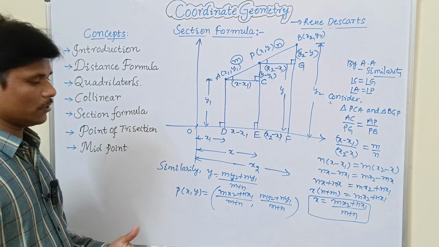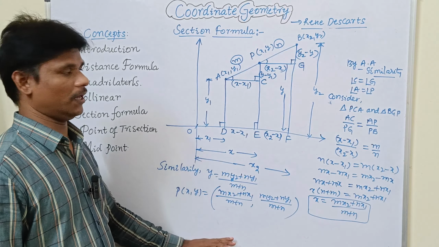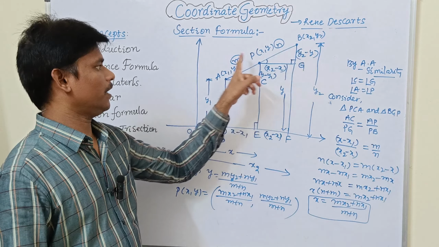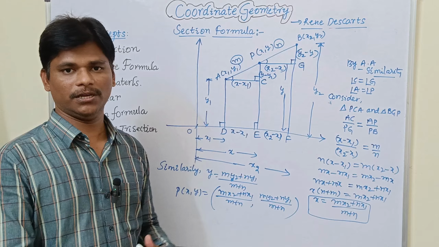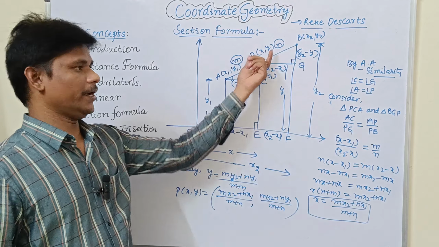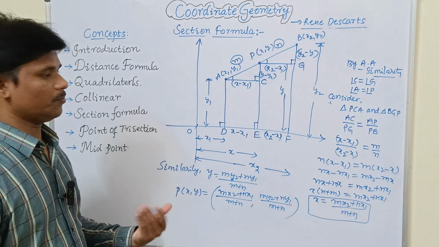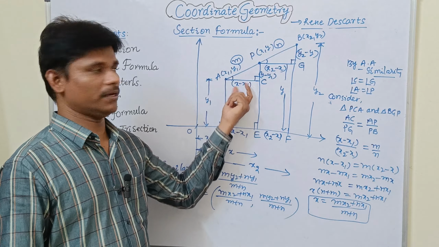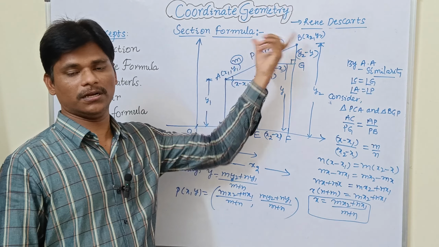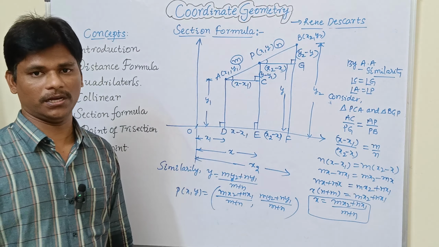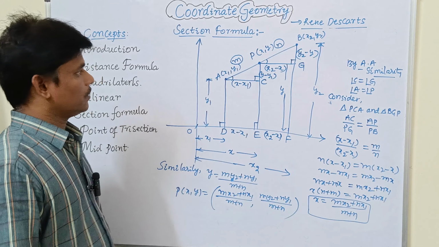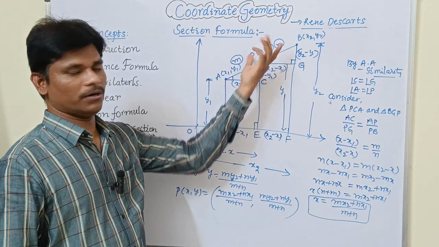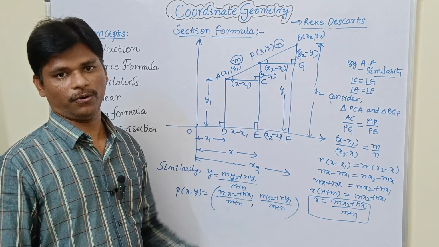Okay. So how are questions asked based on this section formula? Suppose two points A and B are given, and the ratio m is to n is given. They are asking what the point is. That is one type of question. Suppose the line segment AB is given, the point is also given, and they are asking the ratio m is to n. Sometimes some x coordinates or y coordinates are missing, and they give the point.